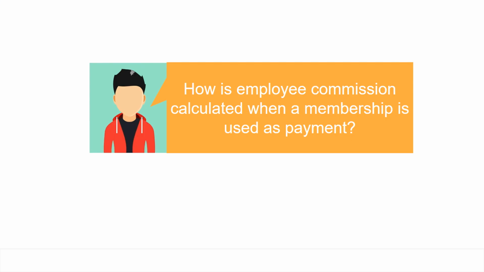How is employee commission calculated when a membership is used as payment? When a membership benefit is used as payment for a service, compensation is calculated based on the service's original list price, even if your payroll settings are set to final service price rather than original service price.